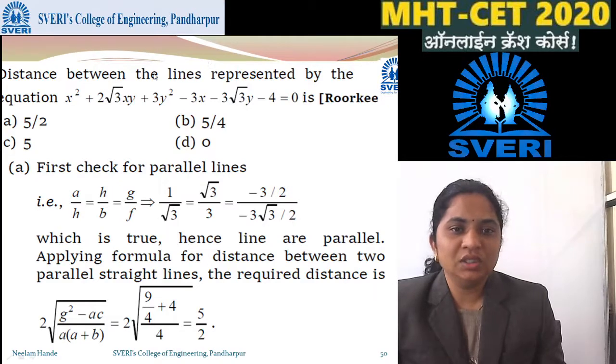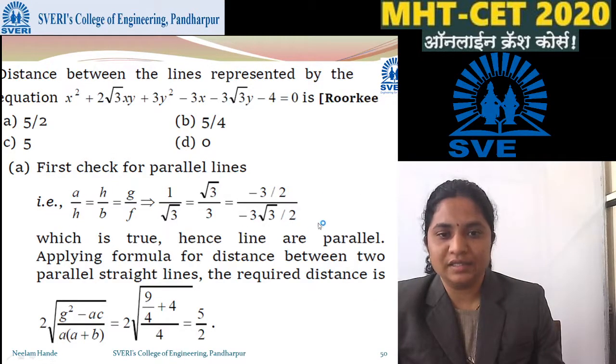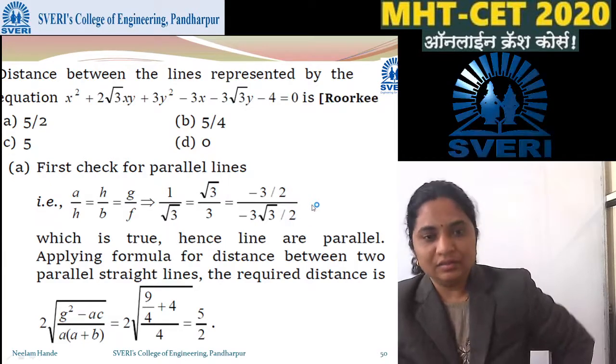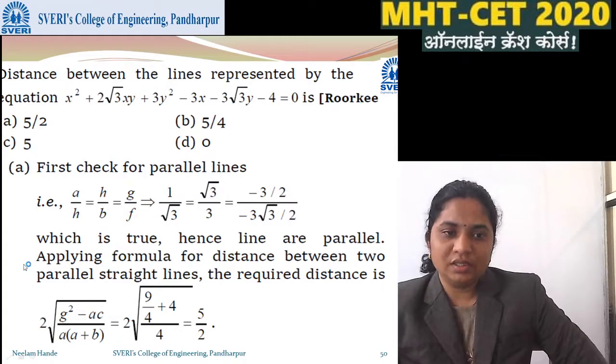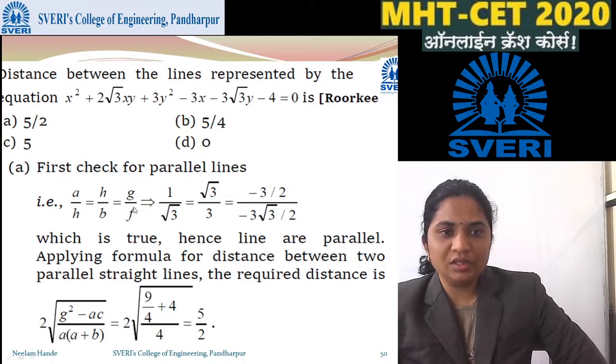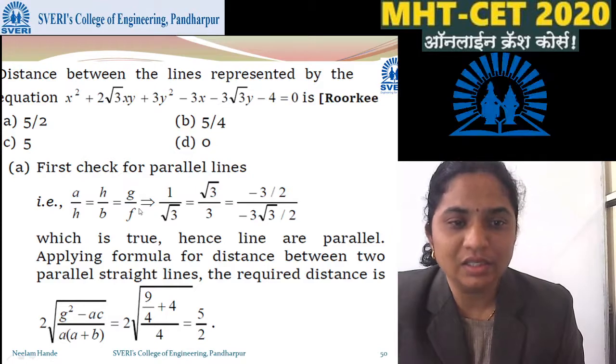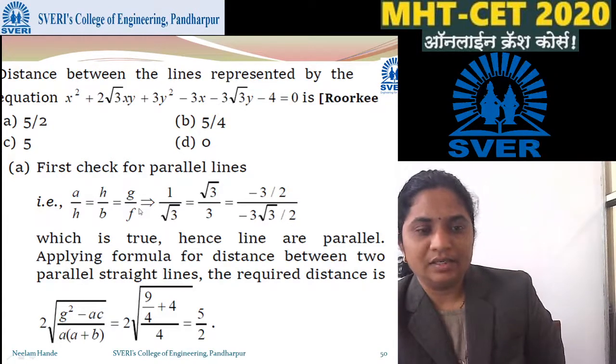Here the word parallel lines is not used, so we have to check the condition of parallel lines. If it is parallel, then we can use this formula. This is the condition of parallel lines: a by h is h by b is equal to g by f. If all are the same, then we can say this is parallel.